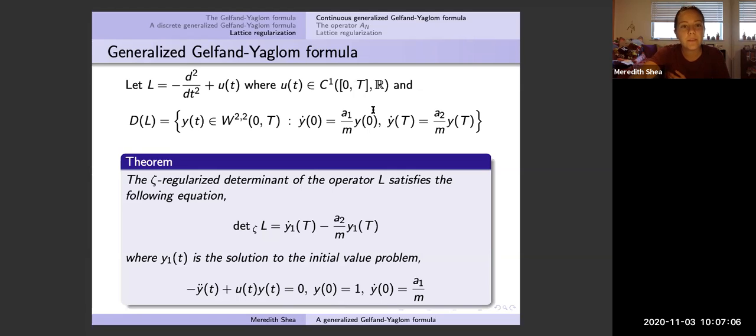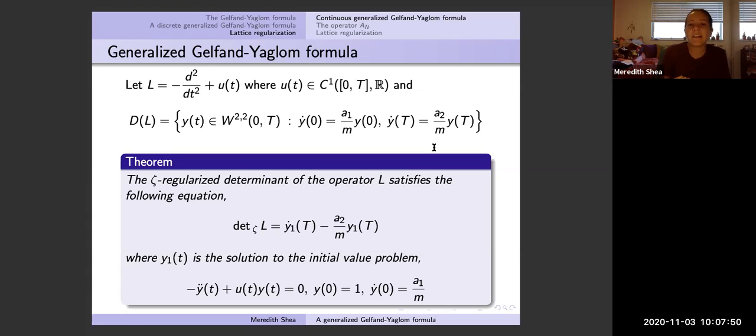And so that's what we want to do next. And so we do. We do it slightly more generally, though. And the reason we do it slightly more generally is because that's exactly how the usual Gelfand-Yaglom formula does it. So we let L be the operator, the Laplacian or minus the Laplacian plus U of t, where U of t is a C1 function. And then the domain is slightly edited. We still need nice functions here, but the boundary conditions are changing. They're no longer the Dirichlet boundary conditions. And then we get the following theorem.